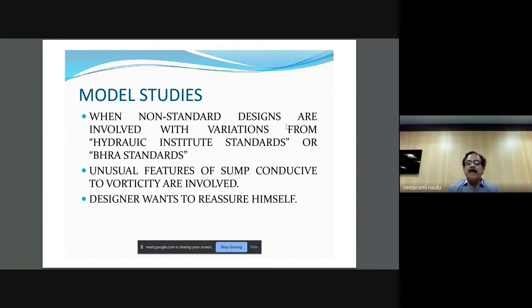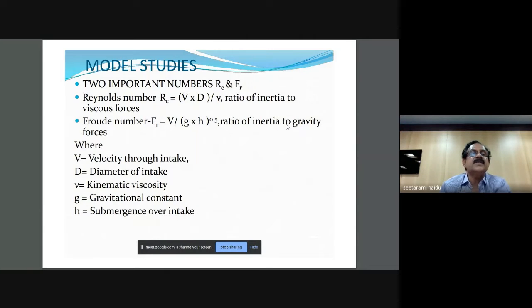Okay, here pump sump studies may cost the agency something like 10 to 20 lakhs of rupees, but some detrimental effect in the pump performance will cost crores. So it is always better to have a model study done before implementation of a pump system. Okay, these are the 2 numbers, as I already said, Reynolds number and Froude number. In Froude number, gravity is important, and in Reynolds number, inertia force is predominant.